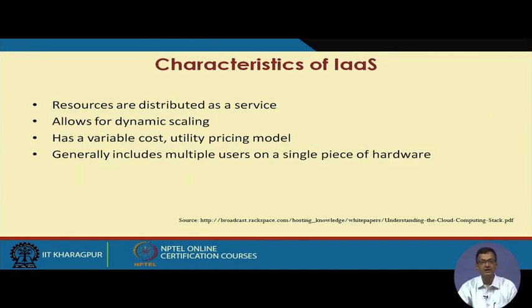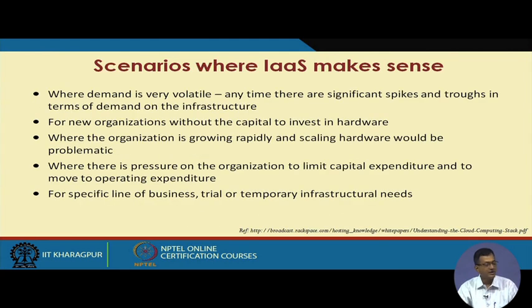Characteristics are well known, that resources are distributed as services, allows dynamic scaling, has variable costs like this. I can have again a pay-as-you-use utility pricing model, includes multiple users on a single piece of hardware. So, I can have a number of users working on the same hardware stack or realizing different virtual machines on the same hardware stack, where it makes a lot of sense, where demand is very volatile, right.